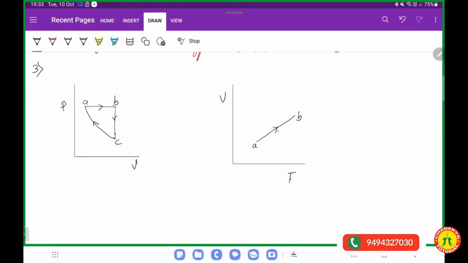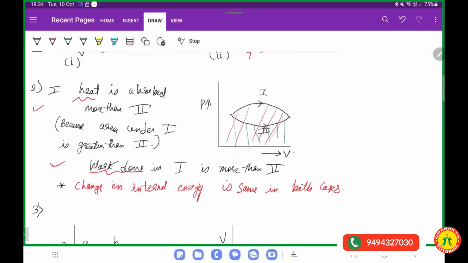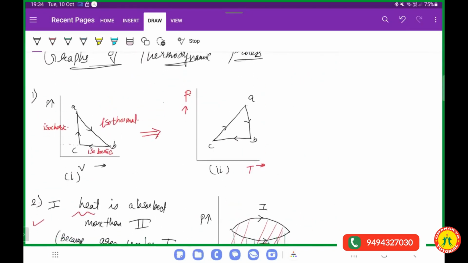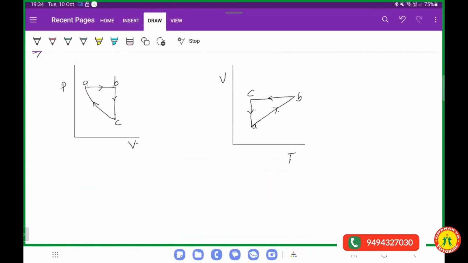Now B to C, constant volume. So let's draw constant volume. Then C to A should be changing volume, means decreasing. So it is decreasing. Got it? How I drew this graph? I'm following the first graph. Before also I did the same, but I didn't say anything. I just drew the final answer. Got it?